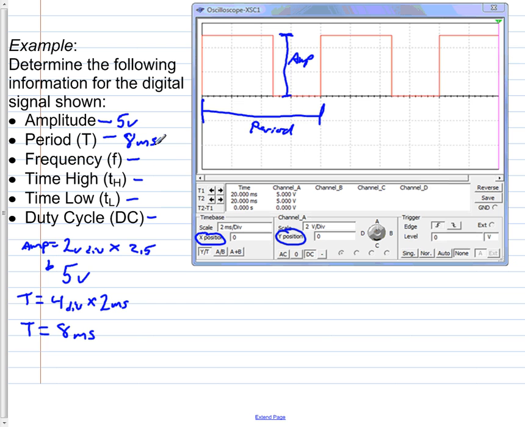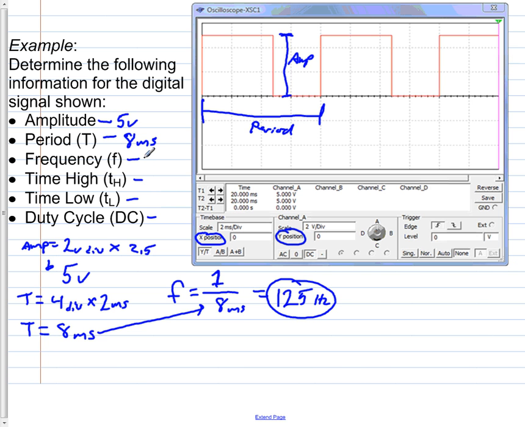Okay. Now the frequency is a little bit different. So frequency, we have F, and the frequency is equal to 1 over the period. So 1 over our period, which was T, so we'll plug that in there, which was 8 milliseconds. And basically, 1 over 8 milliseconds is equal to 125 hertz. Okay. So basically, 125 hertz, that gives us F. So we can plug that in, frequency.